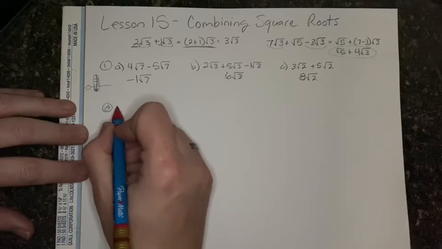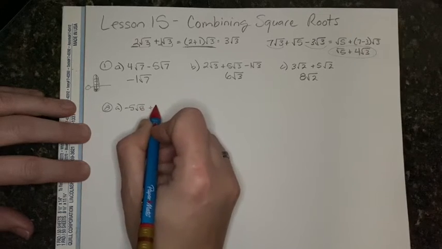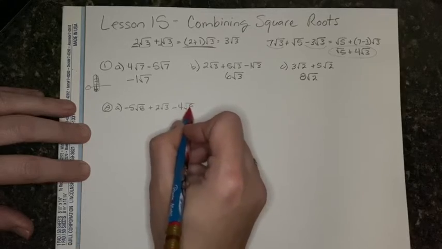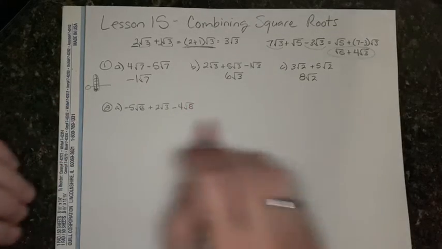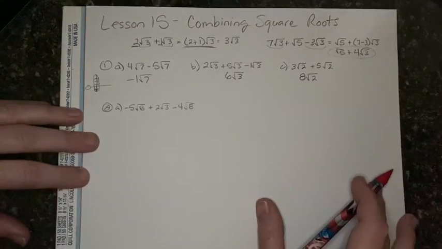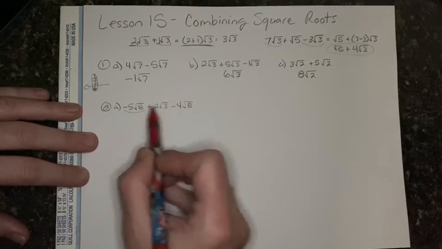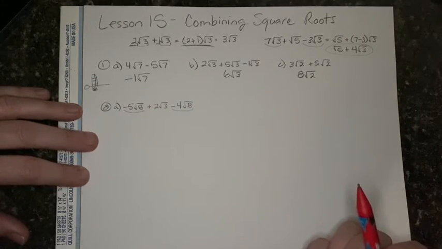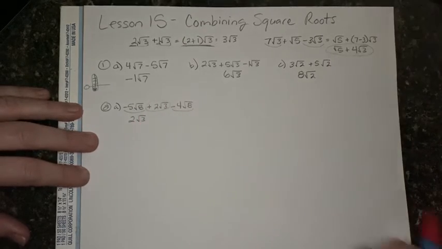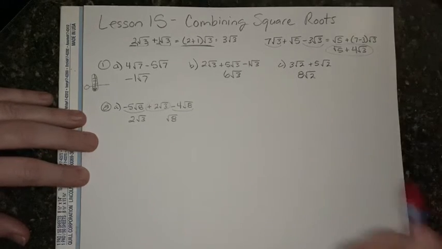Problem number 2, A. Negative 5 times the square root of 8 plus 2 times the square root of 3 minus 4 times the square root of 8. Well, we can reduce the square root of 8. That's not what we're talking about here today, but I want us to keep in mind that sometimes we can reduce these, but we're not doing that today. So our like numbers right now that we can combine are right here. Because 2 is all by itself, it's just going to remain the same. And we know we're going to have a square root of 8, something.